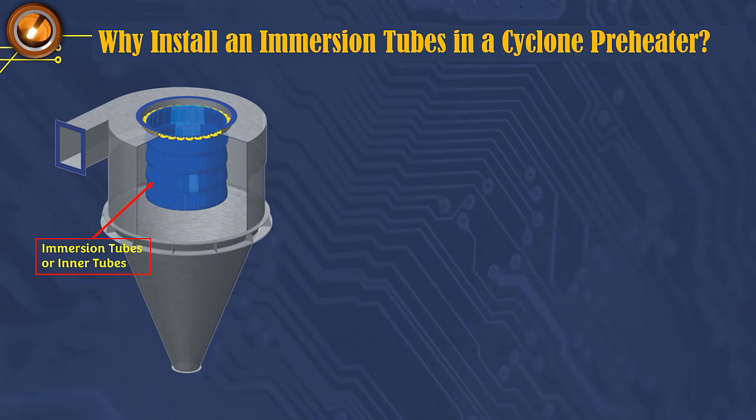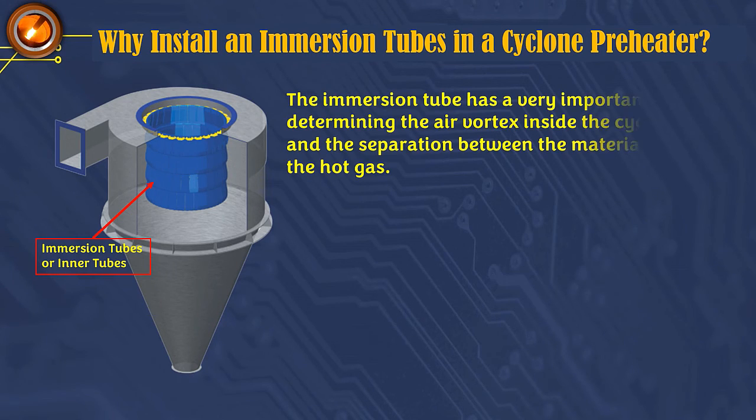Alright, let's continue this discussion. Why install an immersion tube in a cyclone preheater? The immersion tube has a very important role in determining the air vortex inside the cyclone, and the separation between the material and the hot gas.